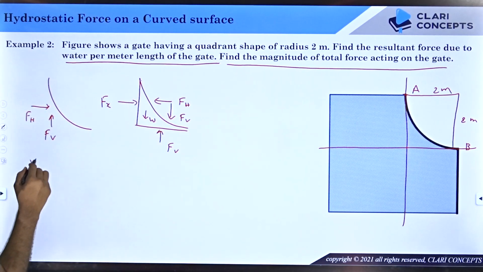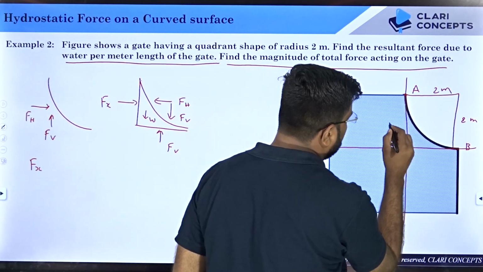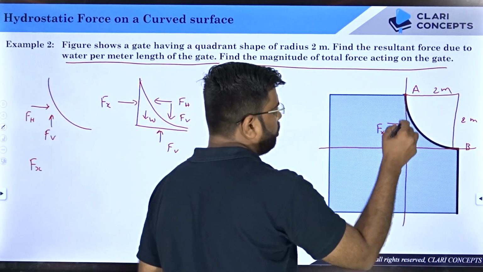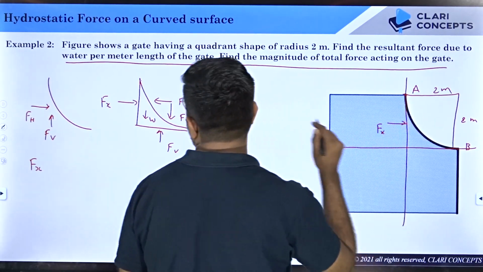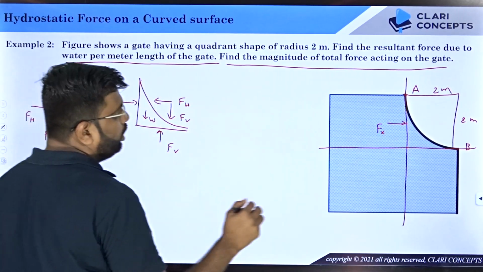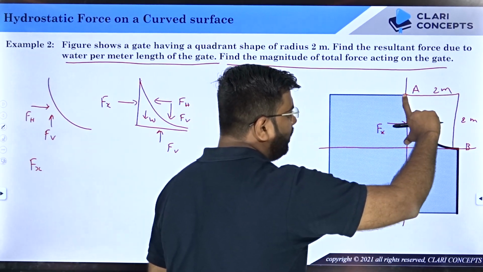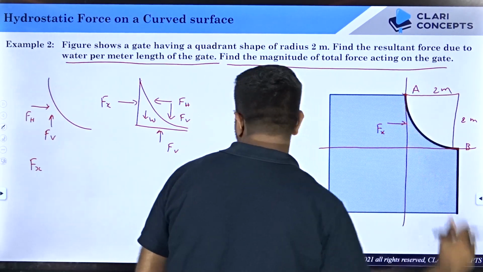First of all, Fx. Fx is the force acting on this plane at the midway. Why midway? Because I am looking at the pressure. So what is the centroid of this particular surface? This is 1 meter in length, right? Per meter it is asked you, per meter length. So this perpendicular length of the plane is 1 meter. This is 2 meter. Centroid will be at 1 meter. So pressure at centroid over here will be what?